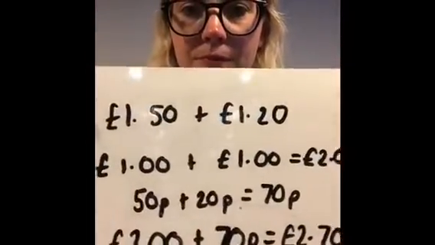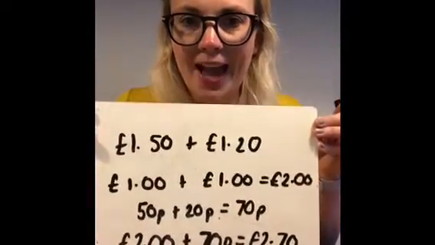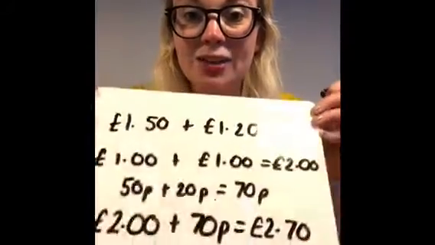Okay, and then I add together my two answers for the pounds and the pence. £2 add 70 pence equals £2.70. Okay, hopefully that makes sense. So that's a good mental strategy to use. You can do some partitioning, you can do it in your head.